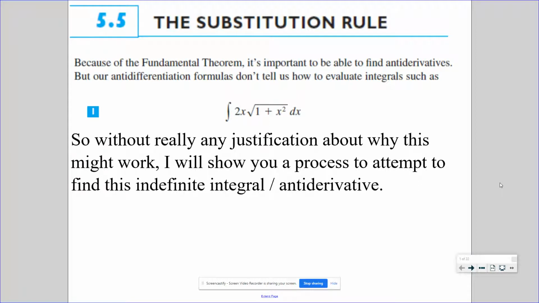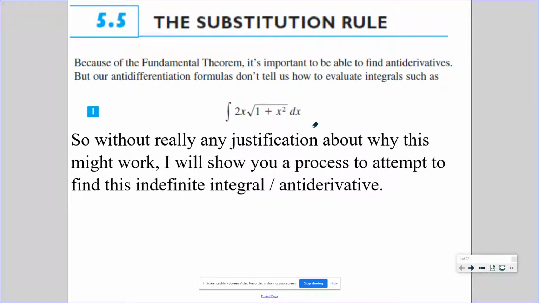Okay, so section 5.5 is called the substitution rule. Before we begin, we're actually going to break this section into two parts. Today we're just going to be learning the substitution rule with indefinite integrals, which means that the integral does not have any interval values given. So it's just going to be learning the process today.